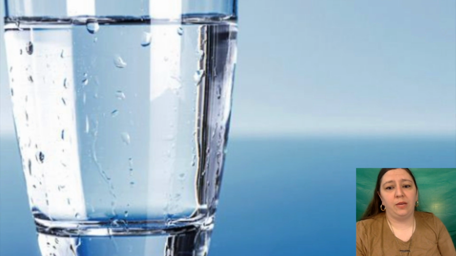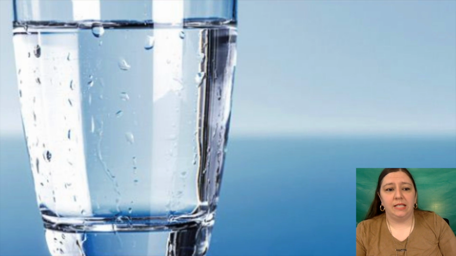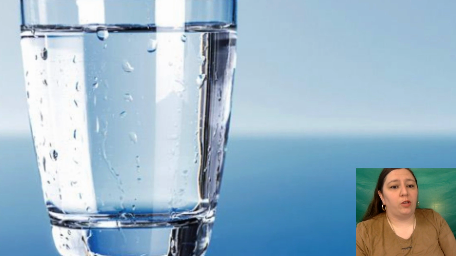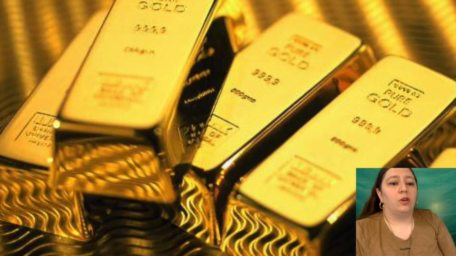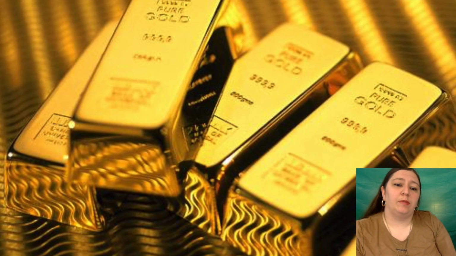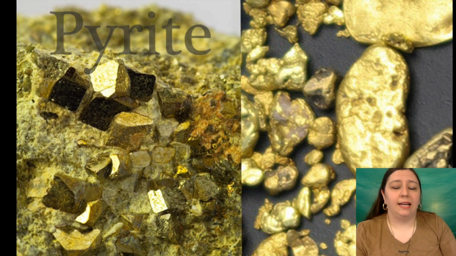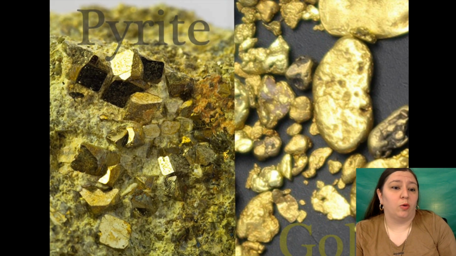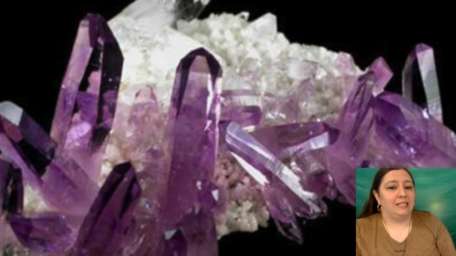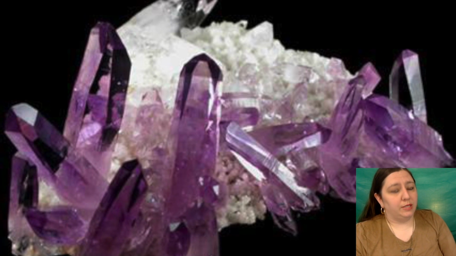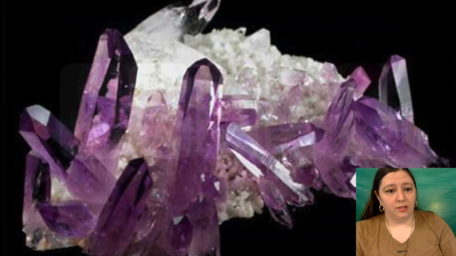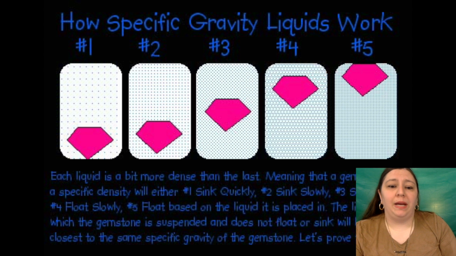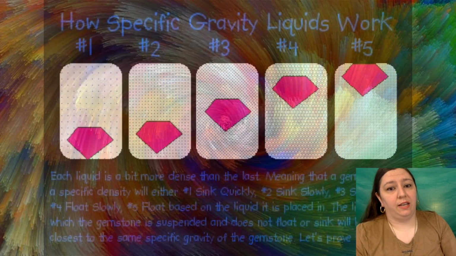For example, the drinking water in a glass has the same density as the water in the same volume of a swimming pool. Gold has a density of about 19 grams per centimeter cubed. Pyrite has a density of about 5 grams per centimeter cubed, and that's another way to tell pyrite from gold. Quartz is even less dense than pyrite and has a density of about 2.7 grams per centimeter cubed. The specific gravity of a substance compares its density to that of water. A substance that is more dense will have a higher specific gravity and sink in water.